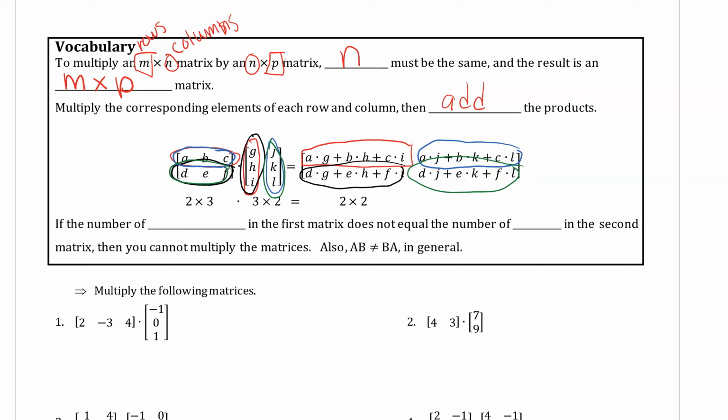If the number of columns in the first matrix does not equal the number of rows in the second matrix, then you cannot multiply the matrices. Also, this is important: A times B does not equal B times A. Meaning, if you multiply one matrix by another, order does matter. The commutative property does not hold with matrices, which is not the same as with normal numbers.